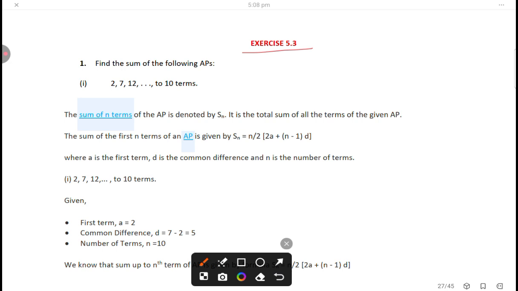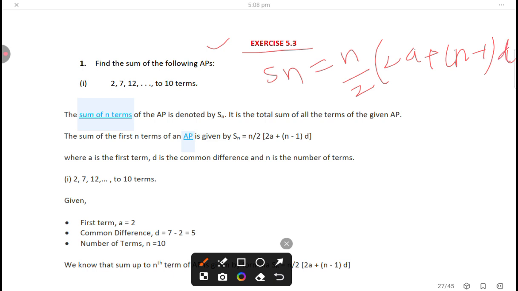Find the sum of the following APs. So you know the sum formula, S_n equals n by 2 times (2a plus (n minus 1) d). This is the sum of the first n terms of an AP, denoted by S_n. So it will give the total sum of all the first n terms of the AP.